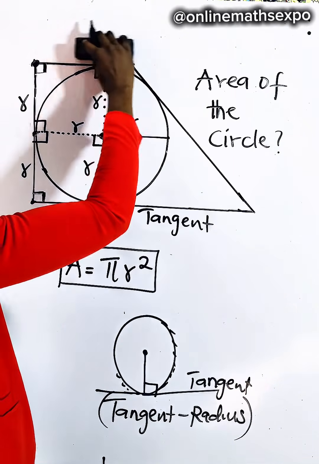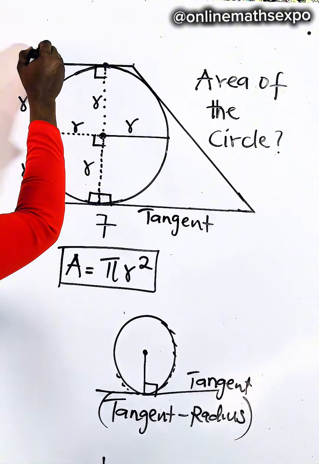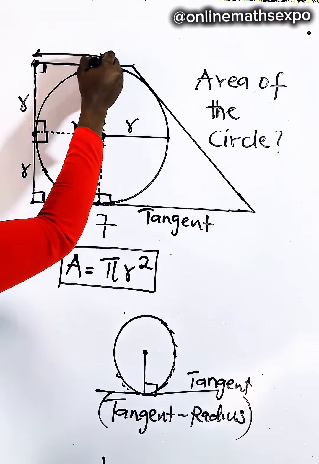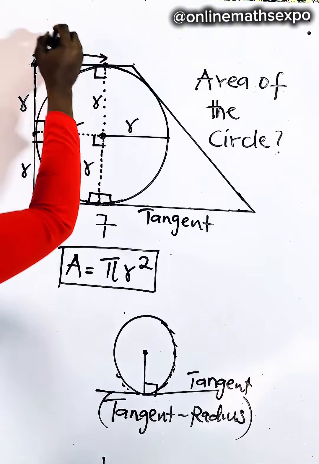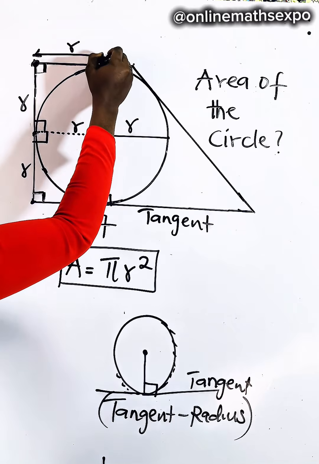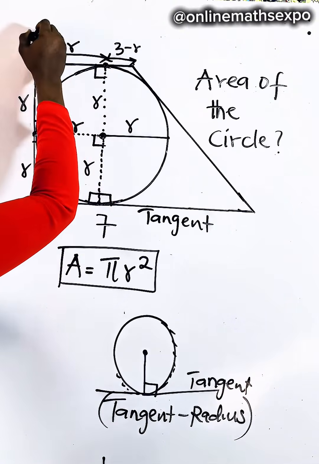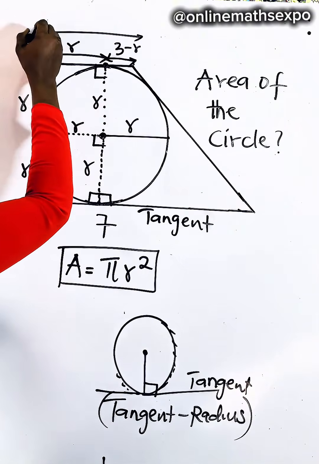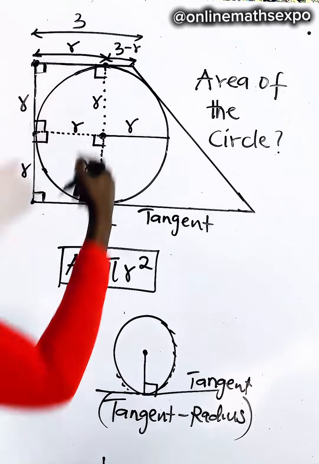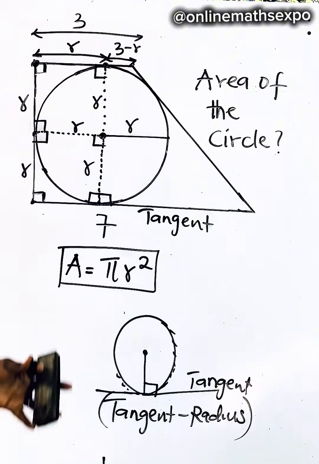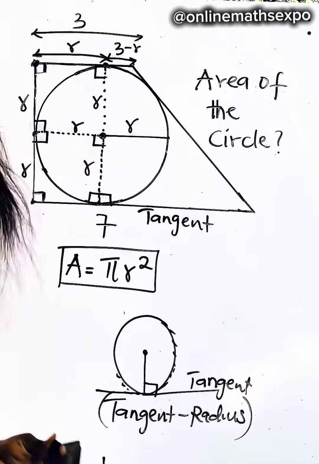So in that case, we can adjust it. It means that from here down to this place is our radius. And if that is the case, to get this remaining tiny part is going to be 3 minus r. So that when you add the total length, it gives you back the 3 units we have. Now, what other information do we need for us to find this radius?